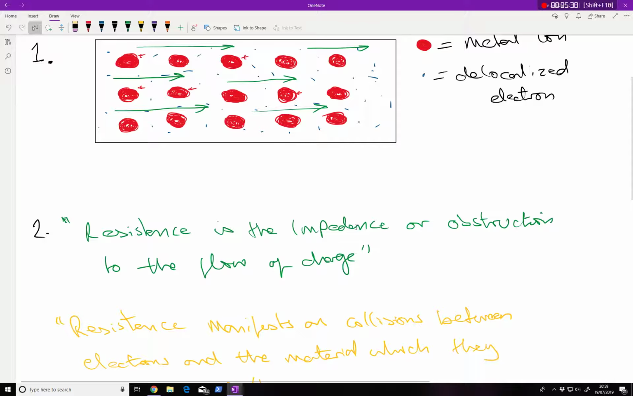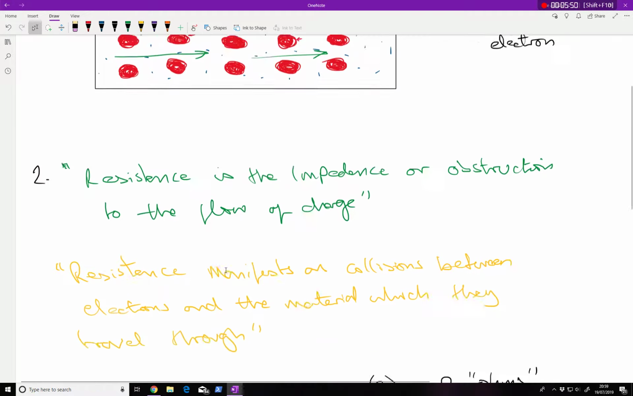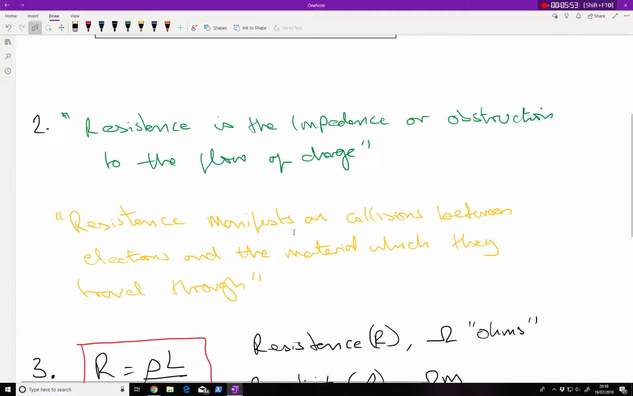If I put something in your way as you're running and you bump into it, you lose energy. Because you lose energy, you either stop or slow down. So therefore you are impeded or obstructed by that object. Resistance therefore manifests as collisions between electrons and the material which they travel through.